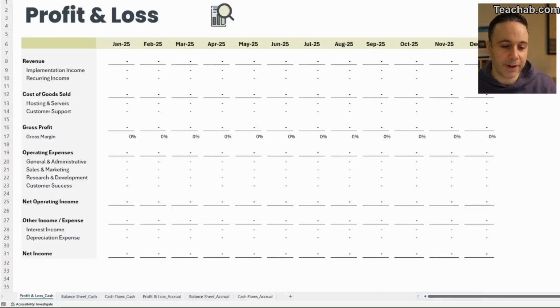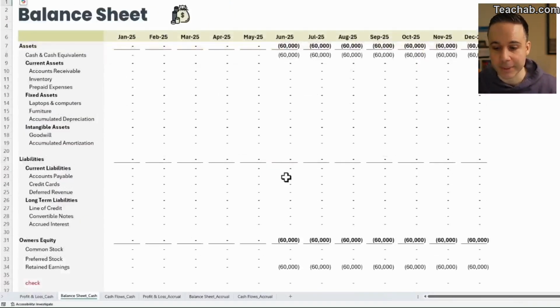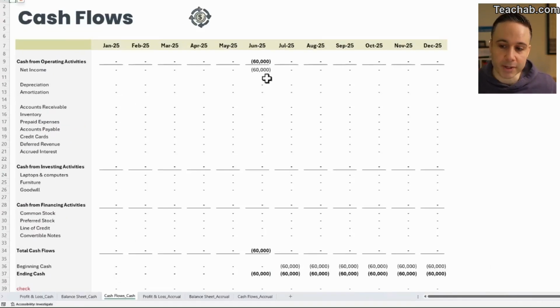And finally, the company signs a $60,000 lease for their office on June 15th for the upcoming year. They pay the full amount upfront. So under the cash basis, we are going to showcase a $60,000 expense to general and administrative. We don't really have any balance sheet activity. And you can see on the cash flows that because our net income had negative $60,000 in June, we have negative cash flows of $60,000.